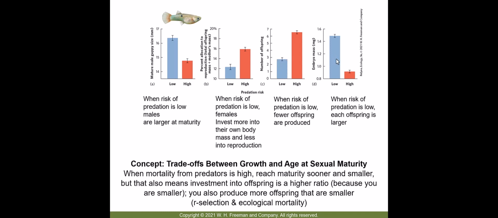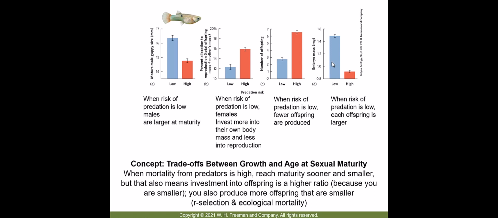So the overall concept here is several things. We have a trade-off between growth and age at sexual maturity and how much we invest in offspring, that's all being influenced by the level of predation. If we have mortality from predators that's very high, then individuals will reach maturity sooner, but they'll also be smaller. And that's what we're seeing here. So if you reach maturity sooner and you're smaller, it also means that when you invest in offspring, there's going to be a higher ratio, because you're smaller. And then we're also seeing again here that we're making fewer offspring at low predation, but we're making them larger. This also comes back to the concept of r and K selection and ecological mortality.